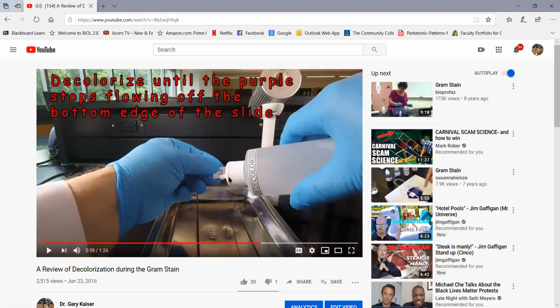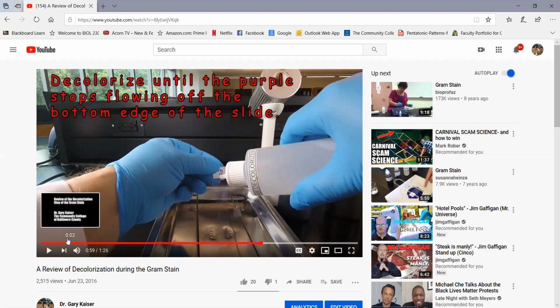So note we're going to be touching the edge of the dropper to the slide, going back and forth. We want to go side to side so that we make sure the whole smear gets decolorized. We don't want to miss decolorizing any part of that smear. And again, you don't really have to squeeze the bottle. Gravity will let it pull out pretty good.